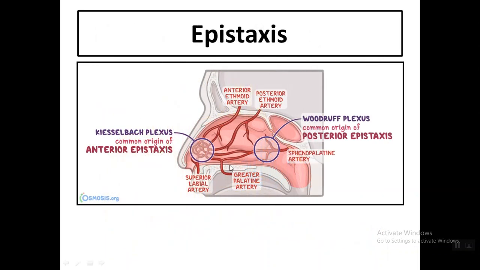The importance of this is that epistaxis, which is bleeding from the nose, occurs in this area. It's called Little's area or the Kiesselbach plexus. This is the anterior epistaxis, or a posterior epistaxis might occur, from the branch called the sphenopalatine artery, a branch of the maxillary artery. Anterior epistaxis or posterior epistaxis: the bleeding will be either anterior or posterior.